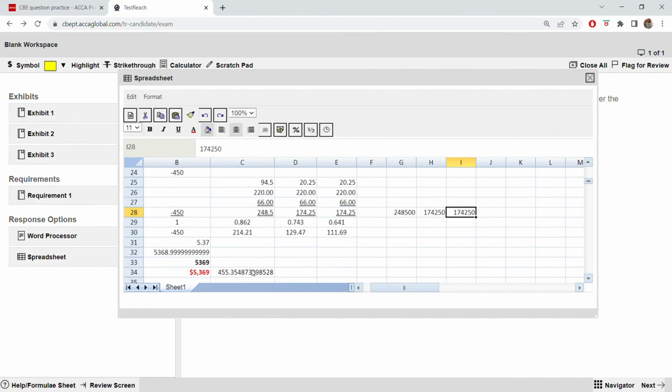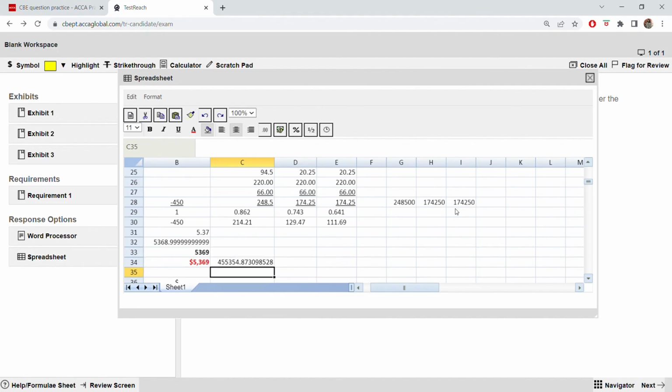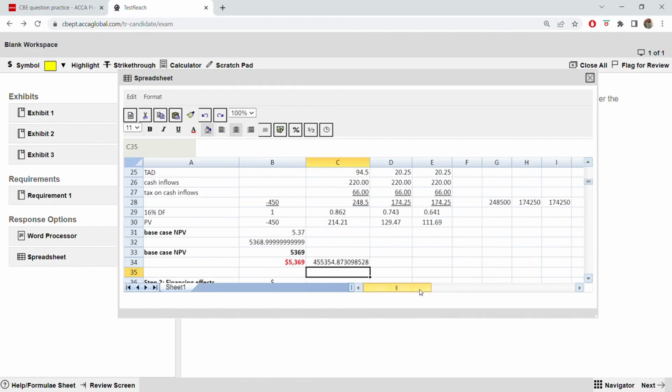Okay, now we'll try to work it out. 16% as it is, because discount factor is 16%, and just take this and this, close bracket, enter. And from here, you need to deduct 450,000. This is 450, that means 450,000. So here this minus 450,000, enter.